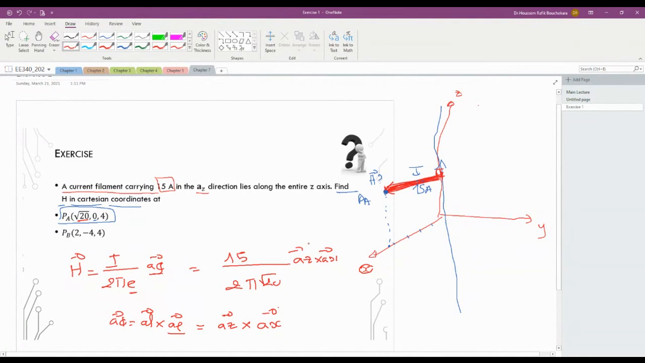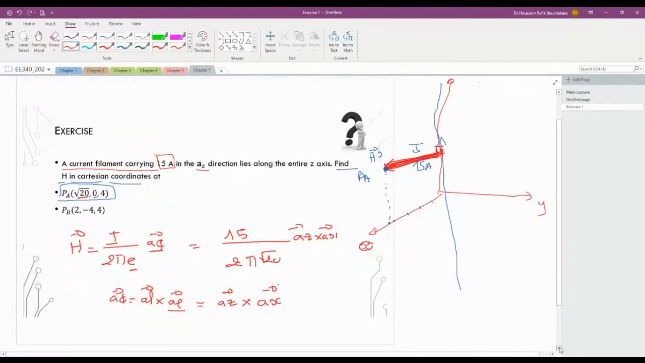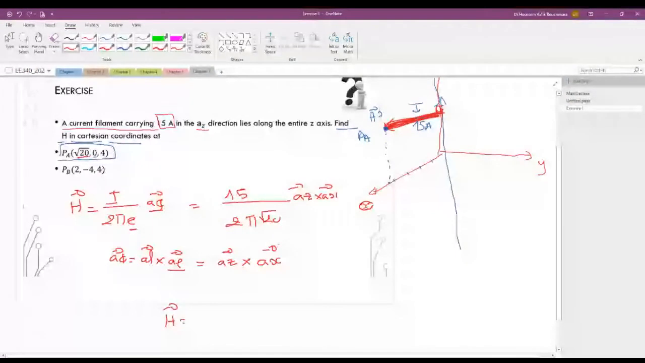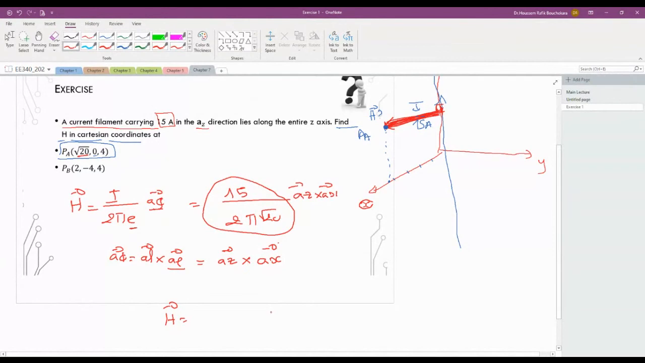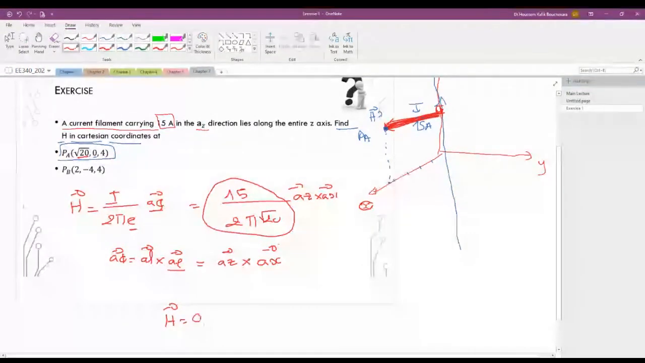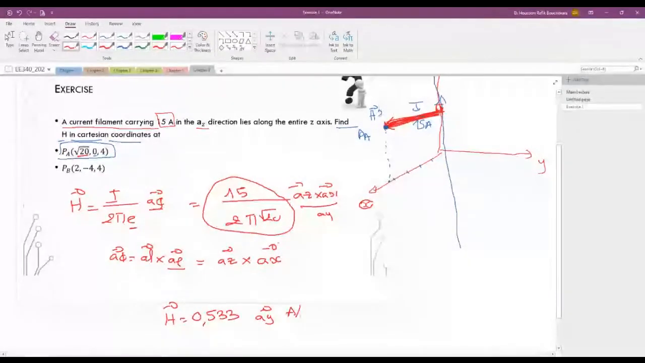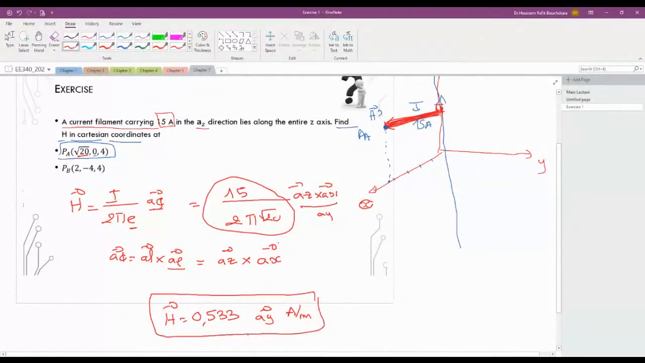Using the right hand rule, A Z cross A X gives me A Y. So H comes out as 15 over 2 pi, which equals 0.533 A Y, in amperes per meter. This is H. Is it clear?